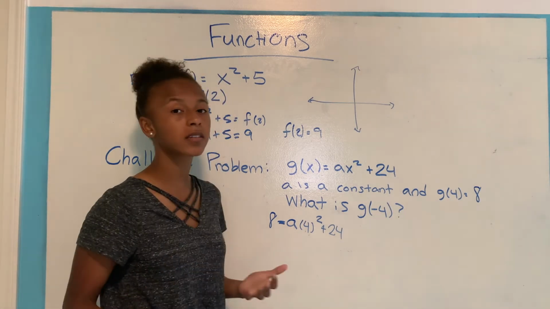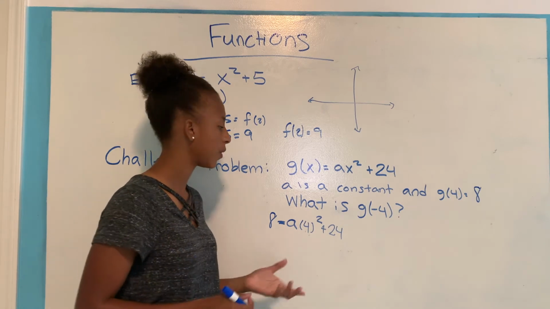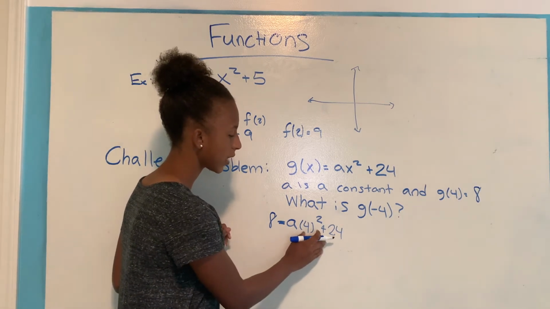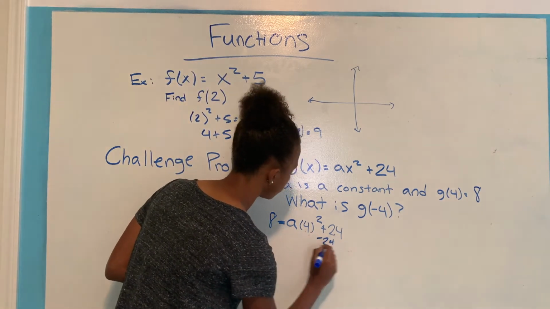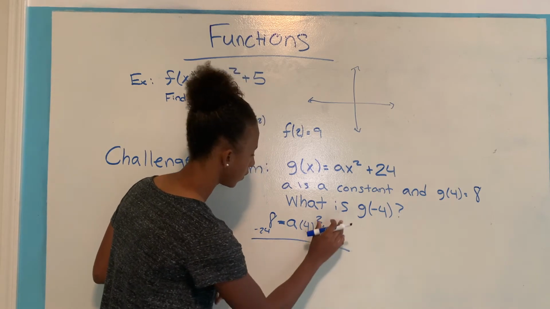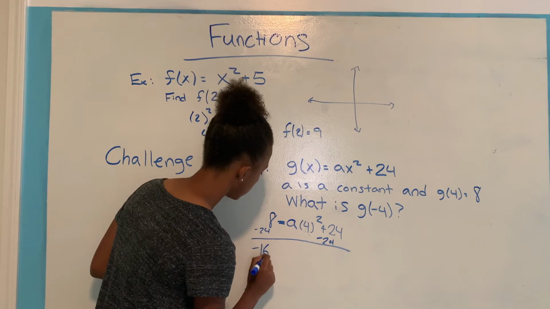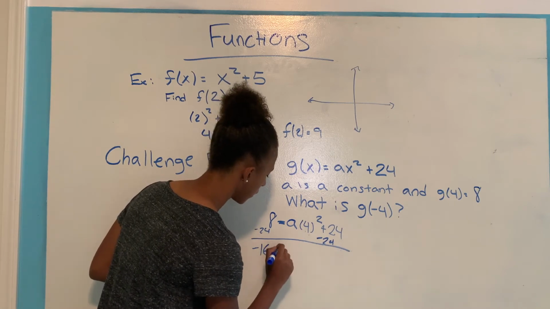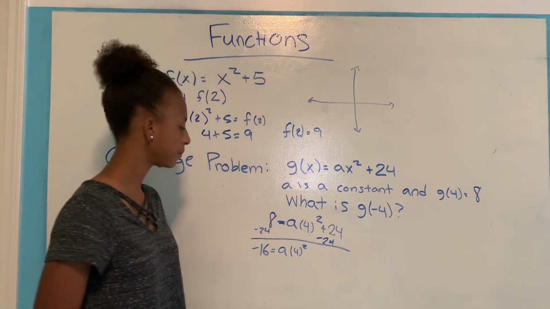So we're going to use this backwards PEMDAS way. I talked about it in another video, but here's a little breakdown of it. Remember, to cancel out an addition, you need a subtraction. So you subtract 24 from both sides, and that's going to give you 0 on this side, and negative 16 on that side. And then you're left with a times 4 squared, right?